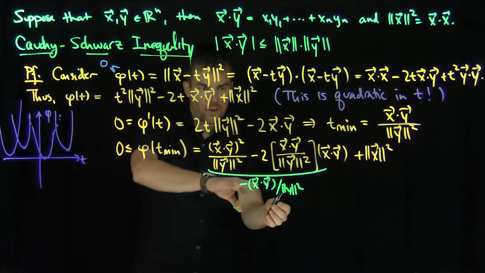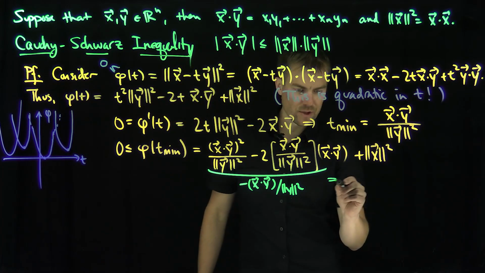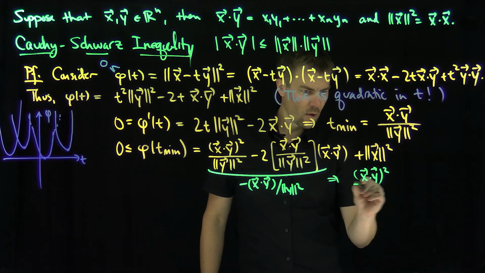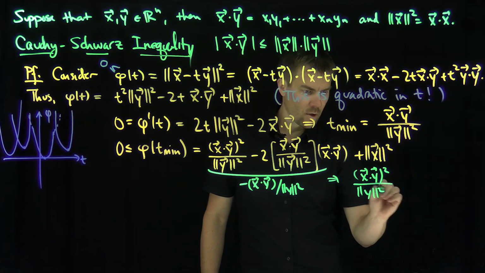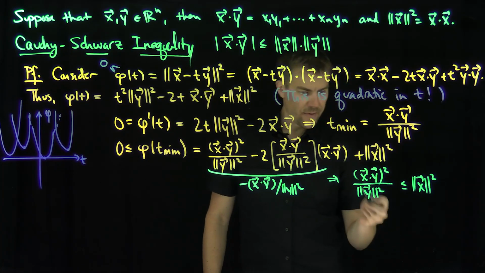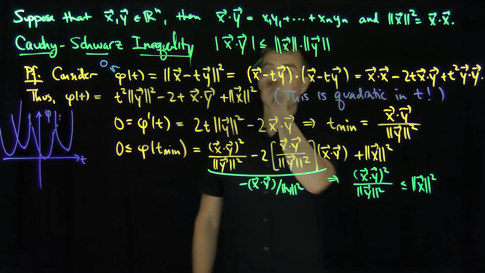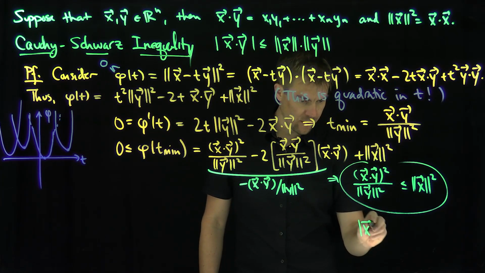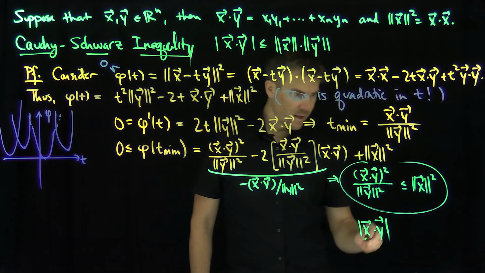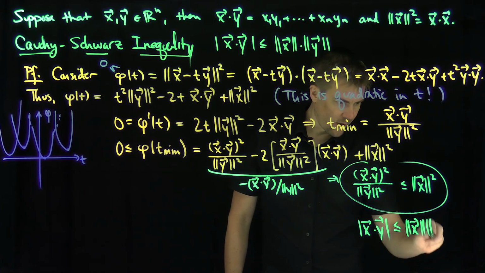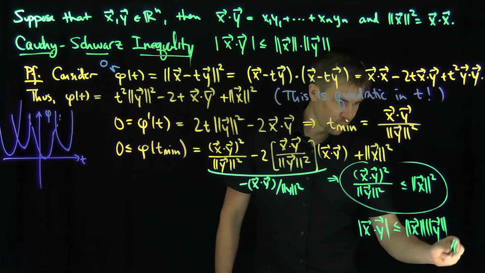And so what that allows me to do is throw that on the other side of the inequality, and this tells me that x dot y quantity squared over the length of y quantity squared is less than or equal to the length of x squared. And therefore, by taking the square root of this inequality, I can conclude that the absolute value of x dot y is no more than the length of x times the length of y. And that's the proof of Cauchy-Schwarz.